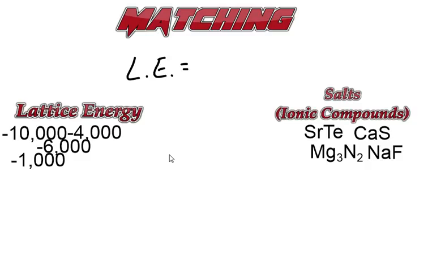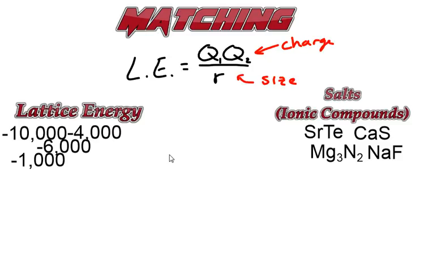What are the factors? Anybody? Charge, perfect, that's one of them. It's technically Q1 and Q2, but you just think of Q and the R. So basically, it's charge and size. That's what dictates this. Please don't overthink this. It's a mathematical relationship. The greater the charge, the greater the lattice energy. The smaller the size, the greater the lattice energy.